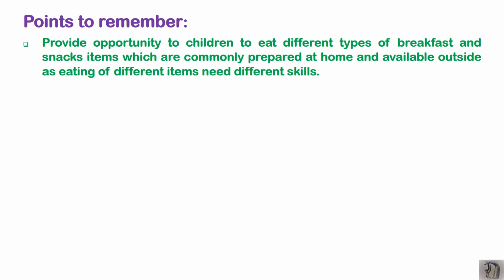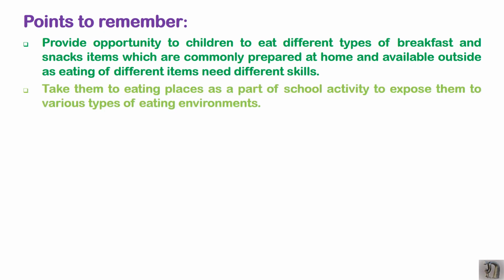Provide an opportunity to children to eat different types of breakfast. Don't stick to one. Okay, because when the child grows, you need to explore the situations, you need to explore the things. So that is very, very important. It can be any situation, home or outside. Take them to an eating place as a part of school activity to expose them to various types of eating environments, which is very, very important, because then only the child will be learning the differences.